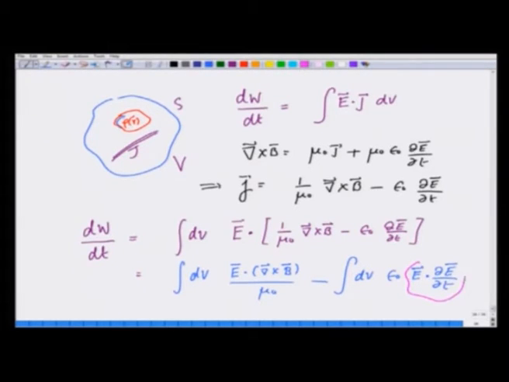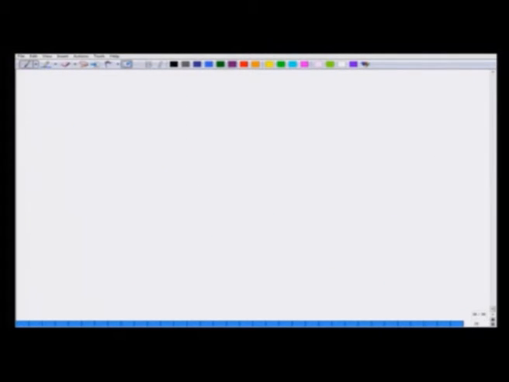This term together is nothing but 1/2 E square d by dt, and therefore, I can write dW/dt is equal to 1 over mu 0 integral over the volume of E dot curl of B minus 1/2 epsilon 0 E square dV. Recall that this is the energy stored in the electric field in this volume.